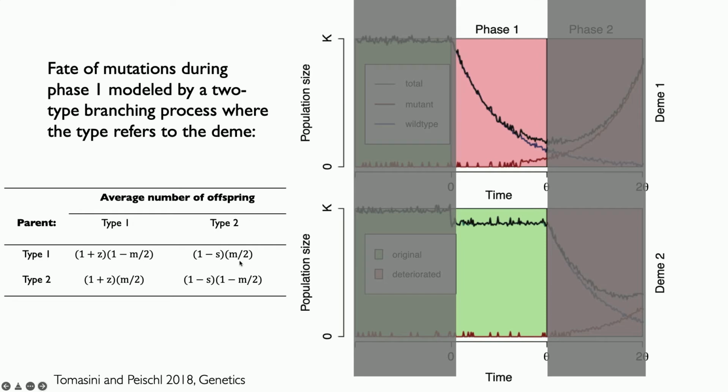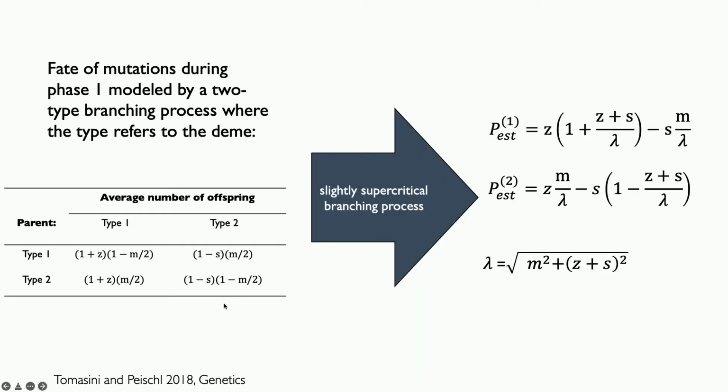And the same for type 2: it's a fitness times the probability not to migrate. Then we assume that this is a slightly supercritical branching process, which essentially just means that Z is not too large. More technically speaking, we need to look at the eigenvalues of this transition matrix and show that the leading eigenvalue is 1 plus a small number. And then we can essentially calculate the establishment probabilities of such mutations.